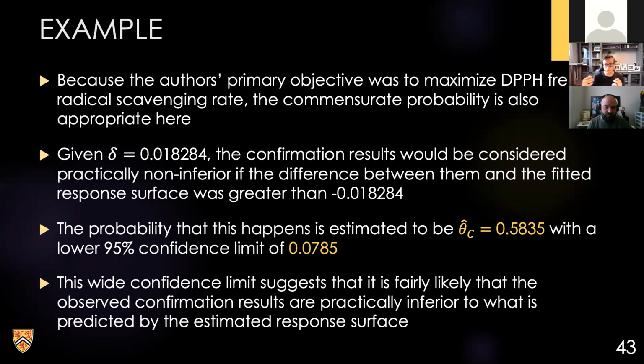And so these reasonably small values and this low confidence limit suggest that it's actually quite likely that the observed confirmation results are practically inferior to what is predicted by the estimated response surface. And you may see that and say, okay, that may signal to us that what we predicted with our model is just not as good as what we're going to see in real life. And maybe that's the case, and maybe that's fine. Maybe we still are correct in our understanding of the optimum. X star is the optimum. We're just not going to get as good performance in real life as we got in that experiment.